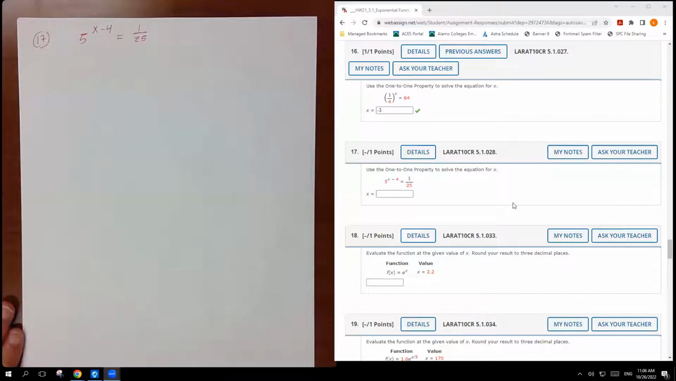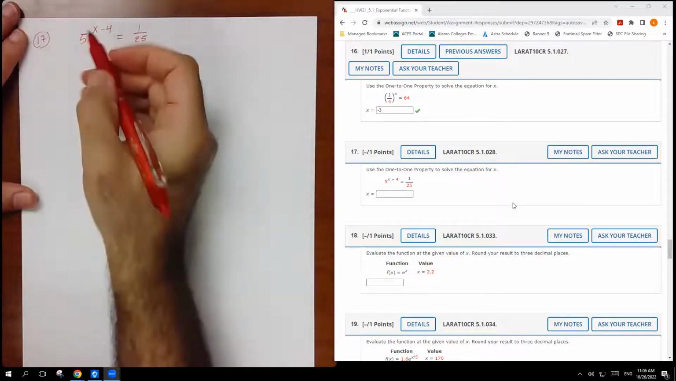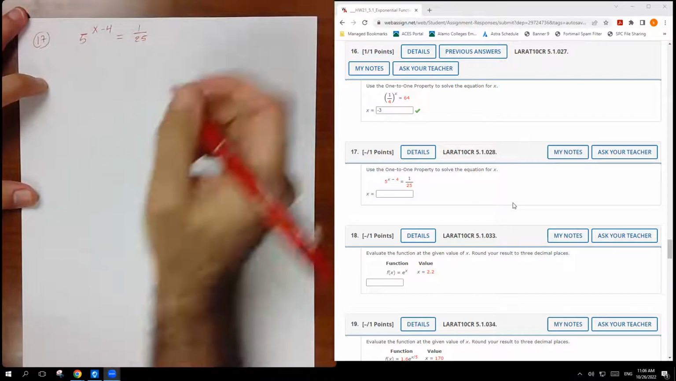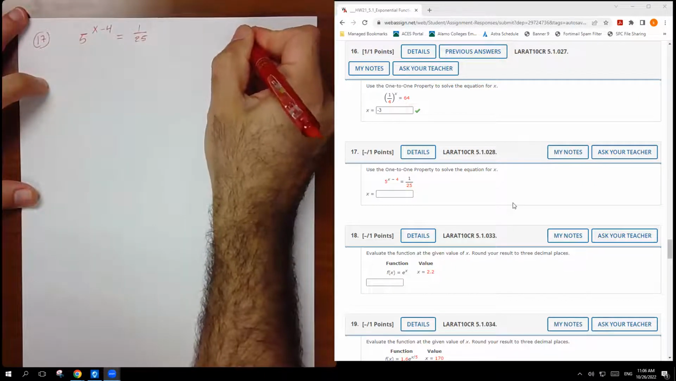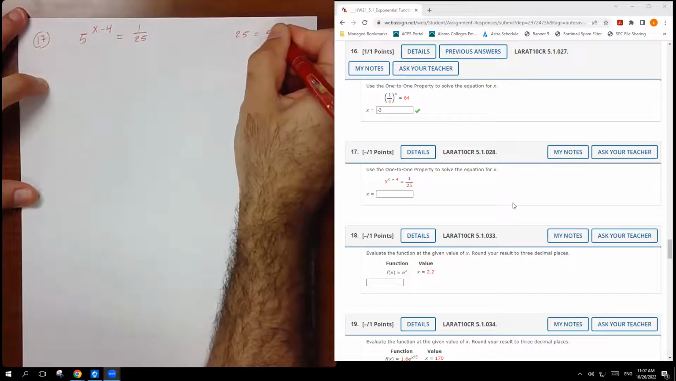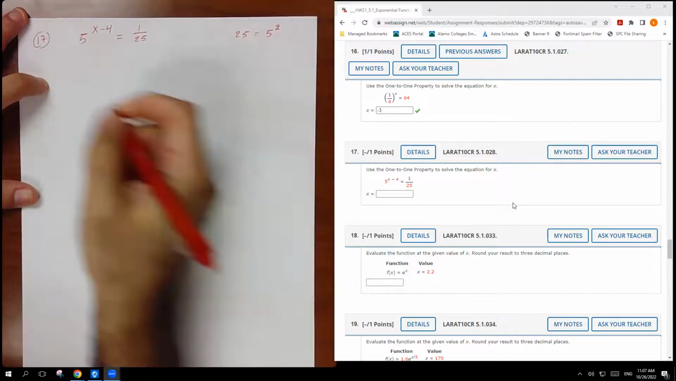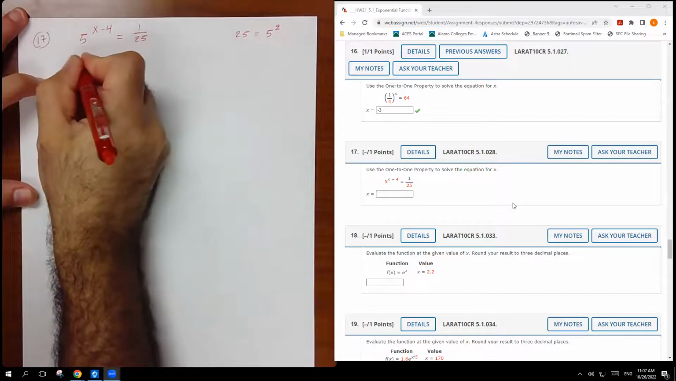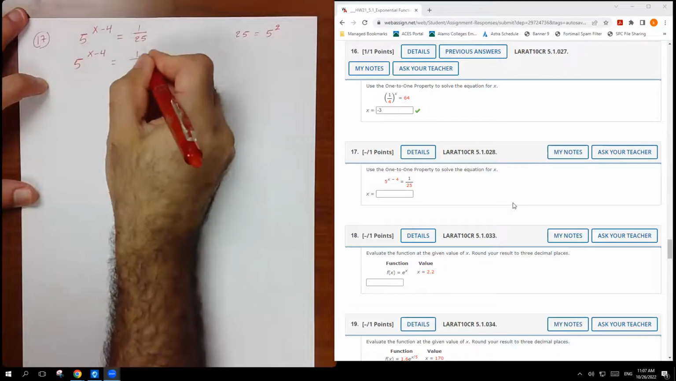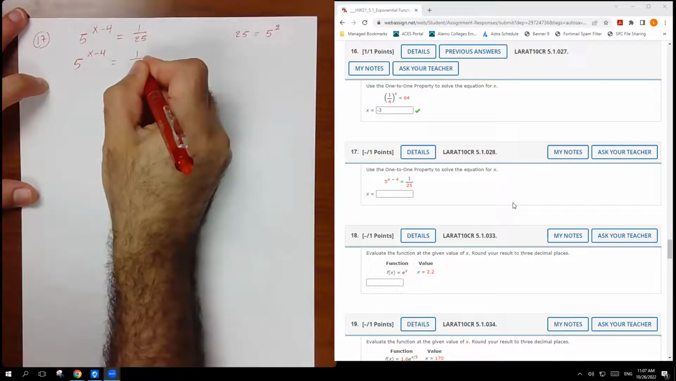Let's work on example 17. We're going to do exactly the same thing. So example 17, now we have the base is 5. So I'm going to work on this one. 25, we can write down the 25 as 5 squared, which is 5 times 5. So on the left side, here is 5 to the exponent x minus 4 equal 1 over 5 squared.